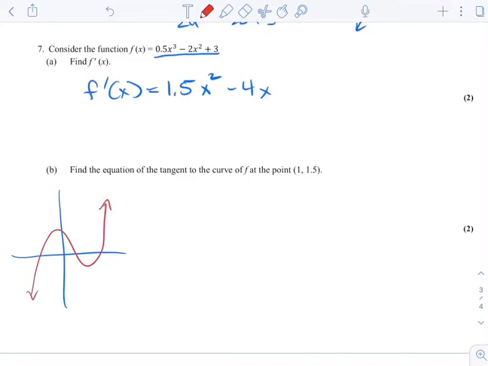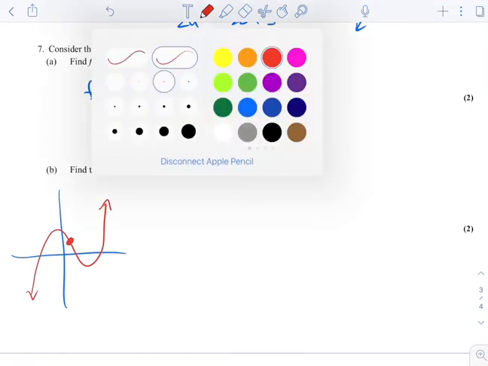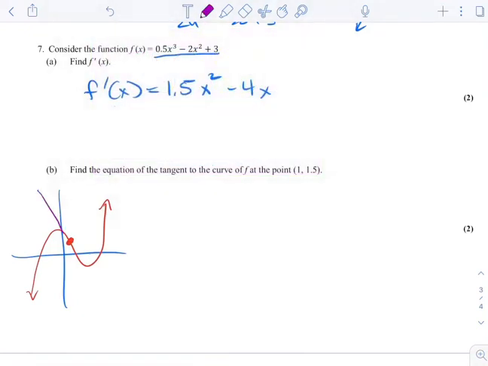And 1, 1.5 would be somewhere around here. So I want to know the slope of that tangent line. I can imagine it'd probably be something like this. The way I'm going to get the slope of that tangent line, that purple line, is I'm looking for f prime. So I'm using the slope formula, but I want to know what it is when x is equal to 1, because that's what we have over here. So I'm going to input 1 into that equation.